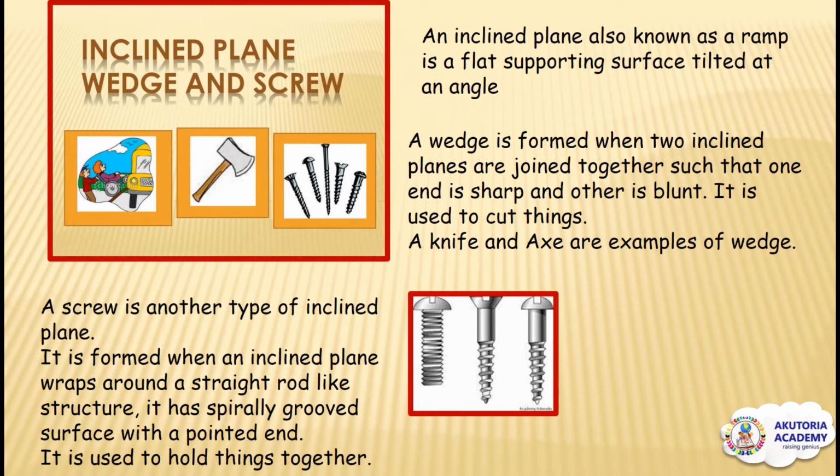Also, talking about an inclined plane. An inclined plane, also known as a ramp, is a flat supporting surface tilted at an angle. A wedge is formed when two inclined planes are joined together such that one end is sharp and the other is blunt. It can be used to cut things, like a knife and an axe, which are all examples of a wedge.